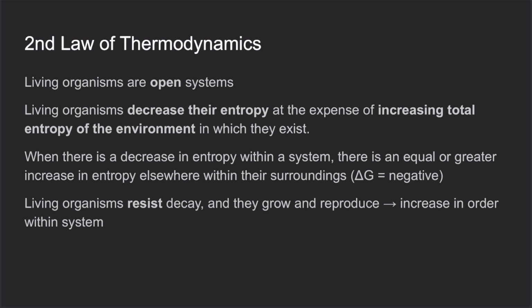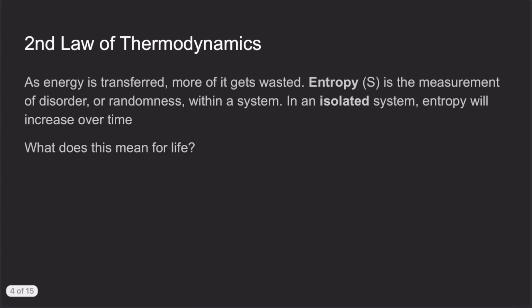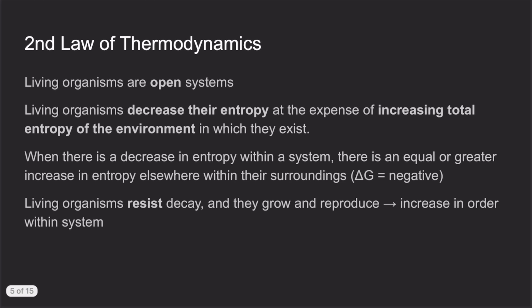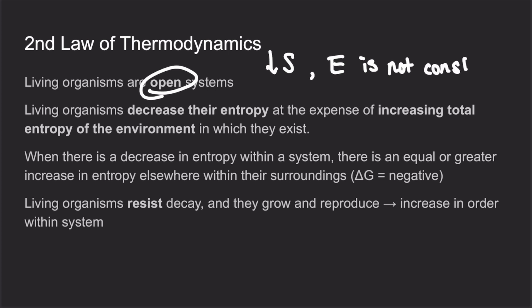Notice, living organisms are open systems, meaning they're not closed, meaning that the energy in our system can change. And if we go backwards, so notice in an isolated system, entropy will increase over time. Because we are an open system, notice, open, our entropy can decrease. And our energy, right, our ability to do work is not constant. Because we are part of a larger closed system, the universe.